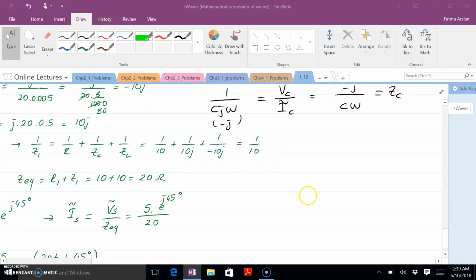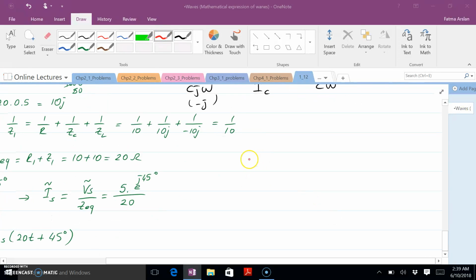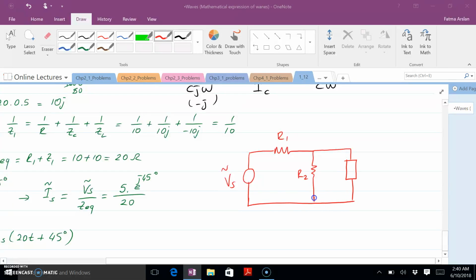So if I just draw our phasor domain circuit, we have the phasor for the source, and then we have our first resistance. Remember, the resistances just go to the phasor domain as themselves. And then our second resistance, and then usually the symbol for complex impedances is these little boxes, and you can just call it Z_C for the capacitance, and then Z_L for the complex inductance.